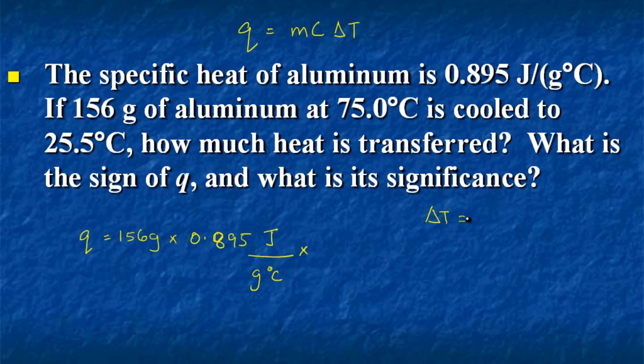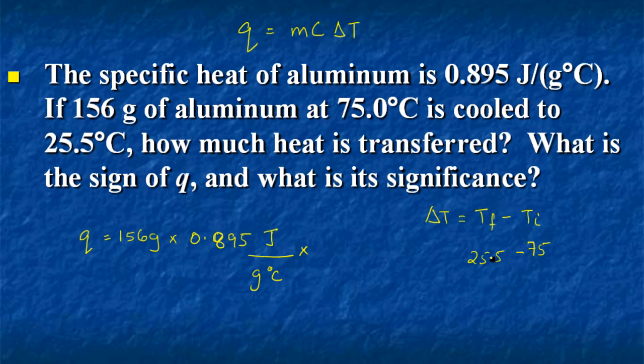Delta T is T final minus T initial. So what is the final temperature? What is the initial temperature? Aluminum is at 75 degrees Celsius, so that is the initial temperature. It is cooled to 25, meaning after cooling this is the temperature, so this is the final temperature. So 25 minus 75. This is important, guys. Read the line carefully and write it down.